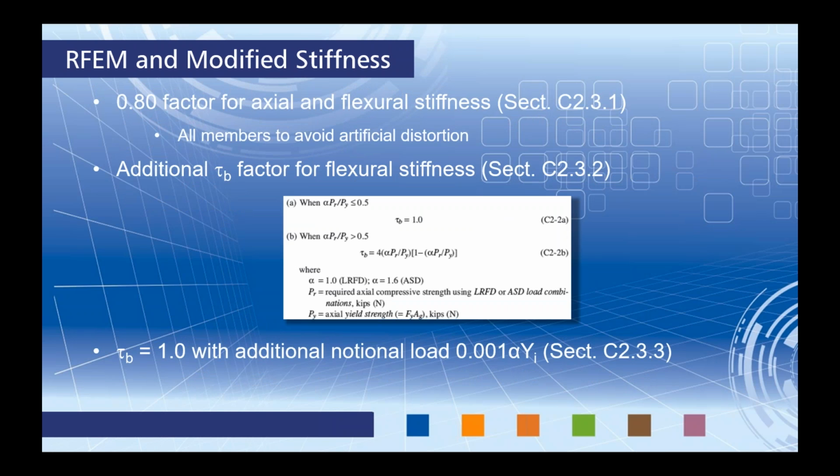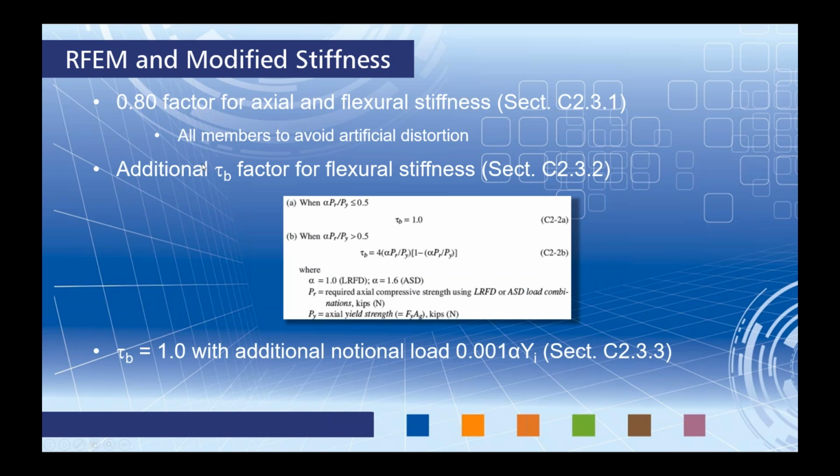Section C2.3.1. This tells us that we need to apply a 0.8 factor for all axial and flexural stiffnesses to members that contribute to the stability of the structure. Now there is a little note section in the code, and it tells us, well, in order to avoid artificial distortions, just go ahead and apply this 0.8 factor to everything. So this is a very easy way to avoid the artificial distortions. Apply that 0.8 factor to all axial and flexural stiffnesses of every single steel member within our structure.